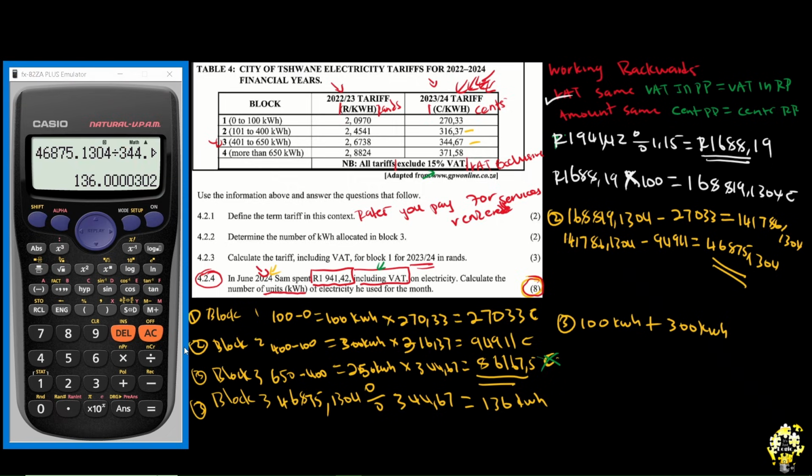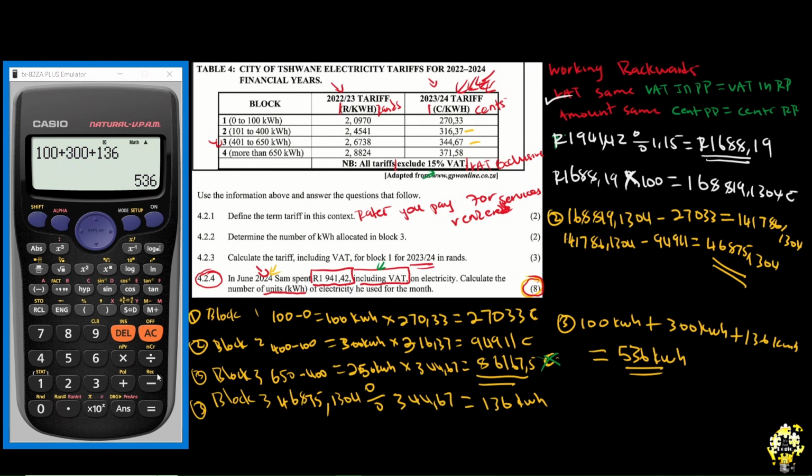Whenever we are taking our price and dividing it by the rates, we get the units. So we can also come here and add these units, 136 kilowatts. And let's see what we get. So we have 100 at first, plus 300 secondly, and then 136 at last. It actually tells us that if we paid an amount of 1,941.42 including VAT to purchase electricity, we were actually going to get 536 kilowatts of electricity.